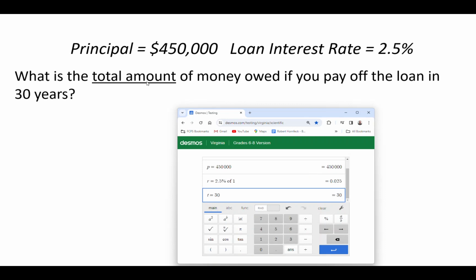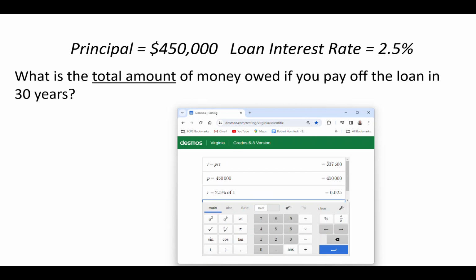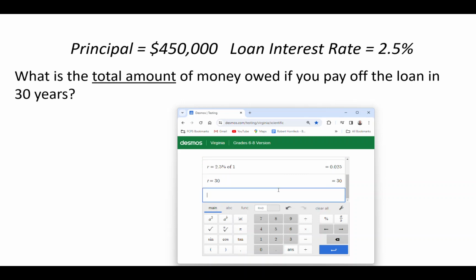Now they're asking for the total amount of money owed. So right now we know we have to pay this along with this. So I'll do principal plus interest. Down here I'm going to go P plus I. So I'm going to be owing this much money for borrowing $450,000. So in 30 years I'll actually be paying this amount off. It's a lot of money.